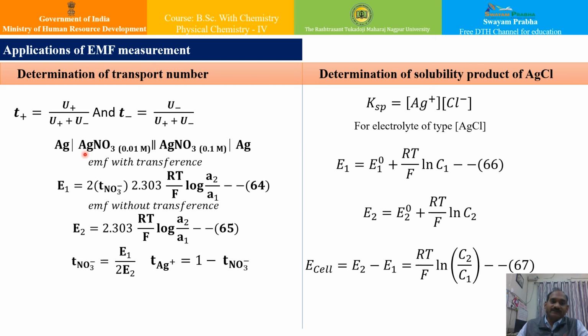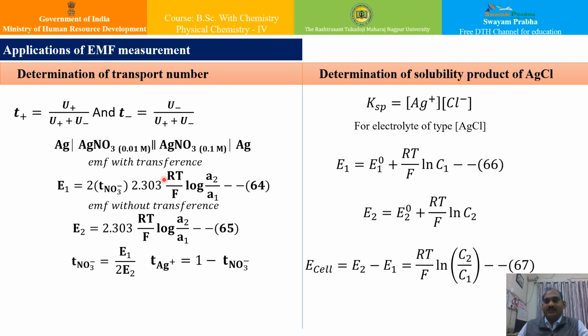Apart from that, EMF measurement has another interesting application: determining the transport number. Now, how can we find out the transport number? If I know that the current of any solution of electrolyte is actually carried by virtue of the migration of ions, this we know very well.